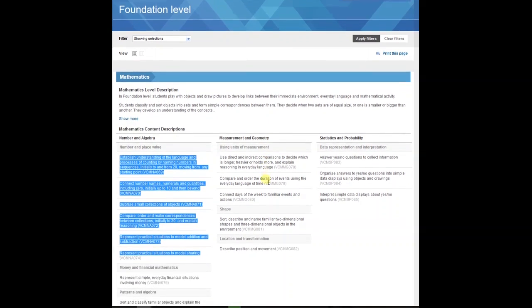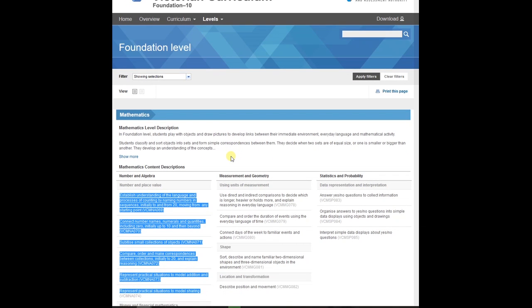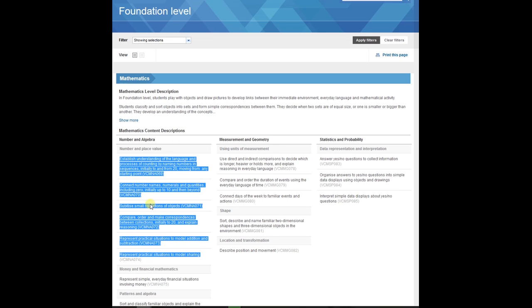So this is the content for mathematics for foundation level under the Victorian curriculum. So therefore it's assumed that level 1 and 2 students will be able to efficiently demonstrate these skills, such as connect number names, numerals and quantities, including 0 initially up to 10 and then beyond, which is demonstrated in Maths Builder. So it builds on those skills and it increases the number all the way up to 100 as the difficulty progresses throughout the resource.